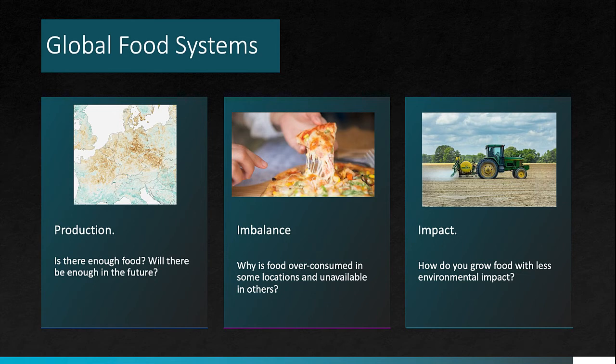Lastly, we'll have to talk about impact, and specifically how do we grow food with less environmental impact? If we can answer that question and solve the underlying problems in food production, then we will be a lot closer to a sustainable future.